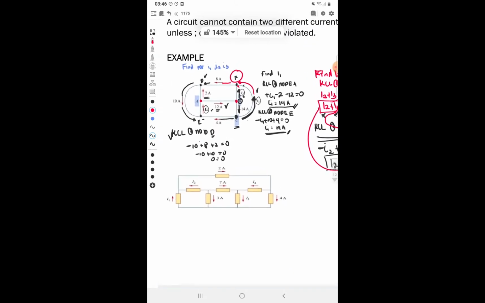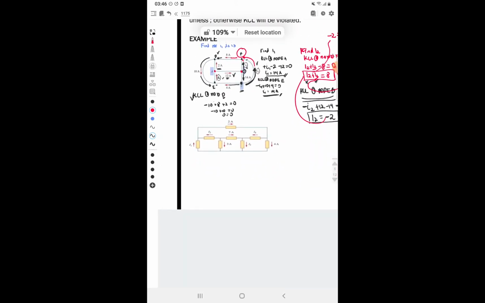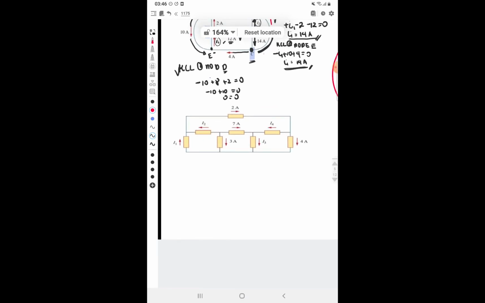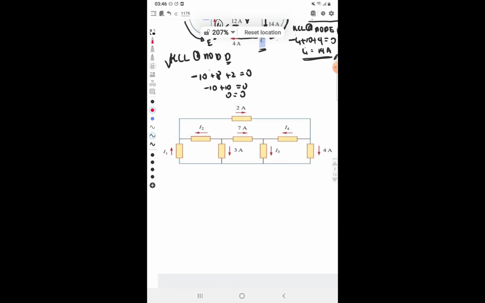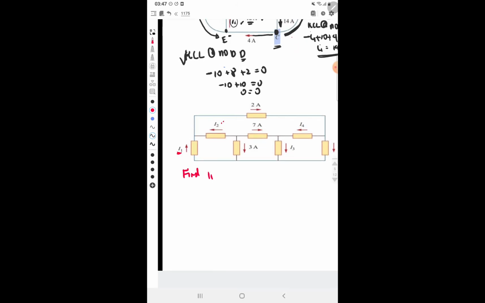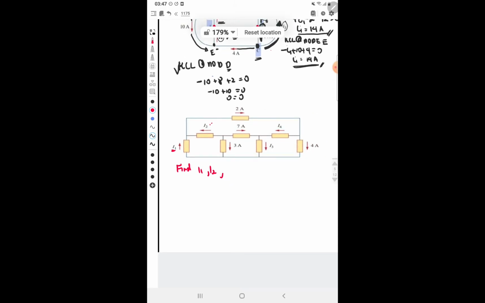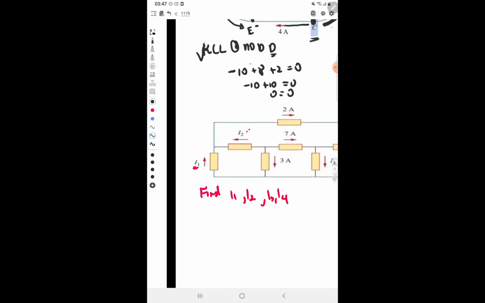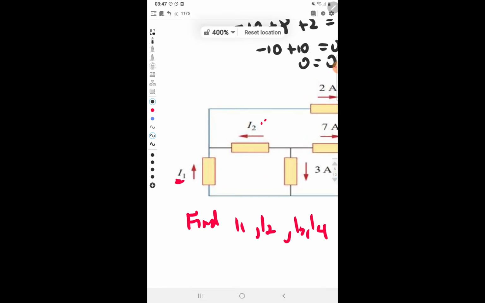So, let's solve for another example. Ito, let's have our example number 2. Dito, let's find for our I1, I2, I3 and I4. First things first, pag mga ganito, ang lagi nating uunahin talaga is yung pag-identify ng node. Okay? So, wag kayo magkakalculate hanggang hindi nyo alam yung mga nodes nyo.